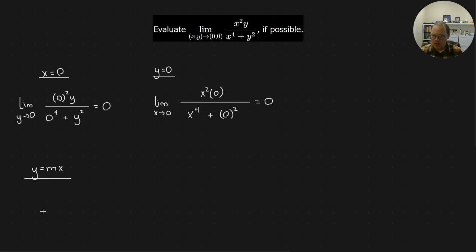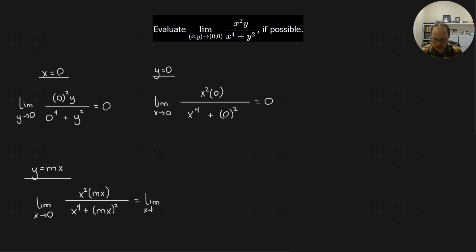Okay, so if we look down any line of the form y equals mx with some slope m, we get the limit as, now I'm just going to worry about what happens as x goes to 0, because as long as x goes to 0, the y will go to 0 too, of x squared times y, which is mx along this path, divided by x to the 4th plus the y squared, which is again mx along this path. Okay, so just a little algebra here.